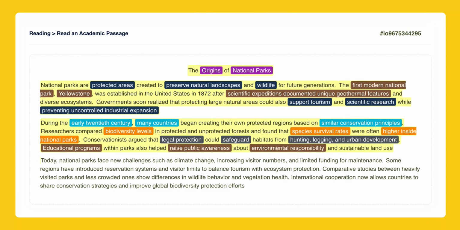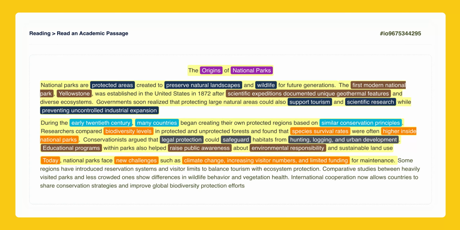Today, national parks face new challenges such as climate change, increasing visitor numbers, and limited funding for maintenance. The first word, today, signals that we are now discussing the present time. The focus shifts to new challenges. Specifically, the text lists climate change, increasing visitor numbers, and limited funding. Listing these problems is important for understanding the current situation of national parks.